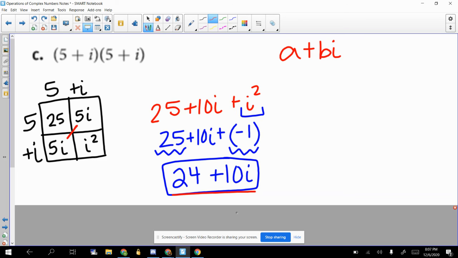So that's really it for adding, subtracting, and multiplying complex numbers. Tomorrow we'll do some more of these in class, and then we will move on to division in our next video. Let me know if you have any questions, and have a good one.